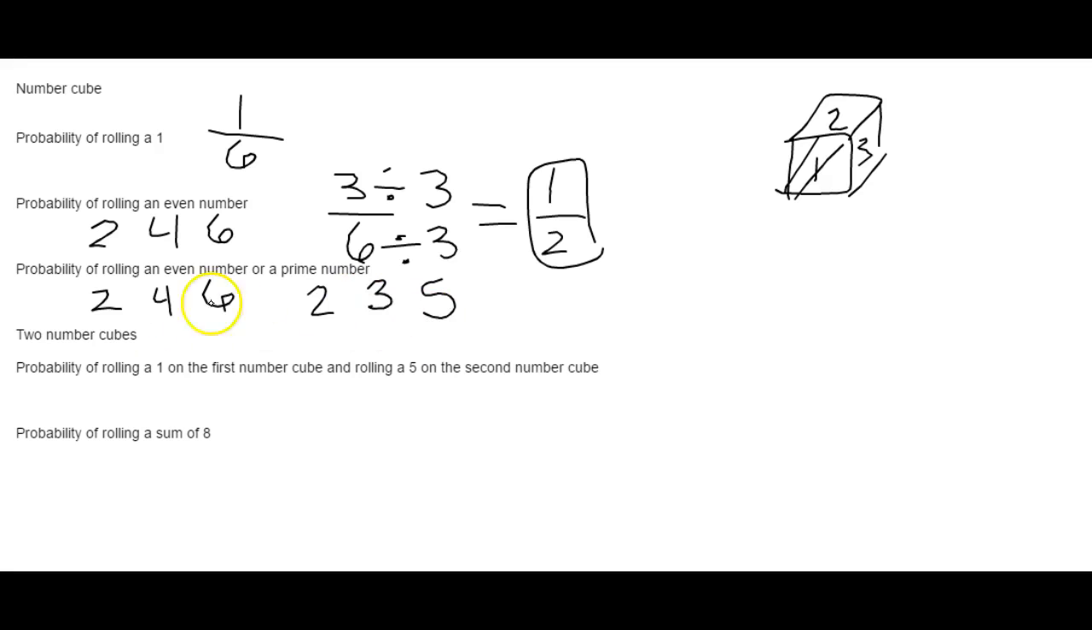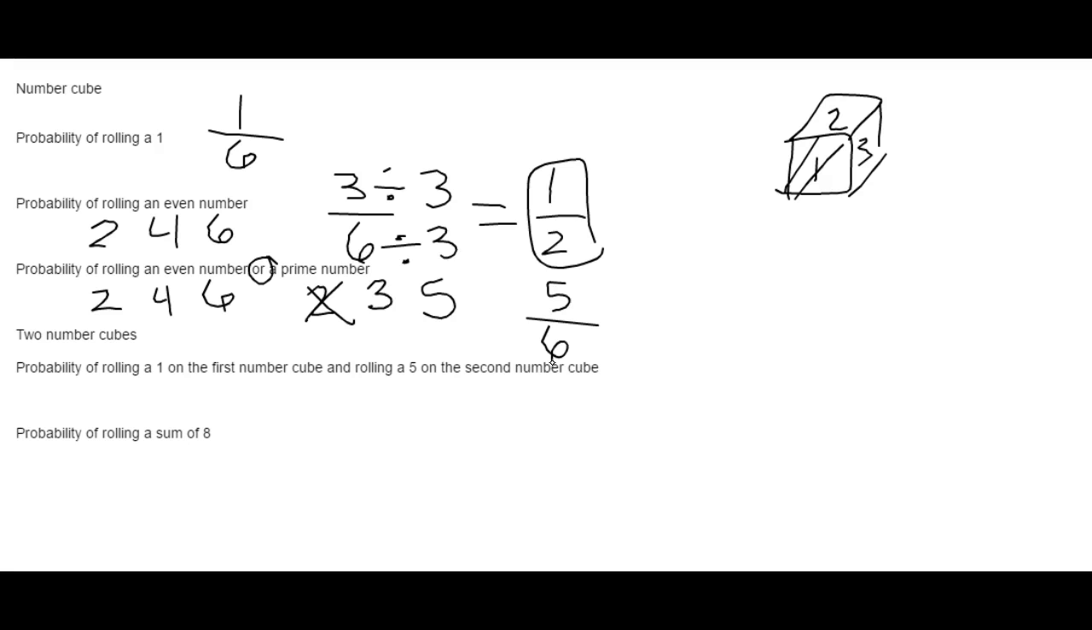So the only problem is we have a duplicate, this 2. We do not need to count it twice when we use this word or. Rolling a 2 that's an even number, that is the same as rolling a 2 that's a prime number. So total, we have 1, 2, 3, 4, 5 ways to get an even or a prime number, and 6 total sides of the number cube.